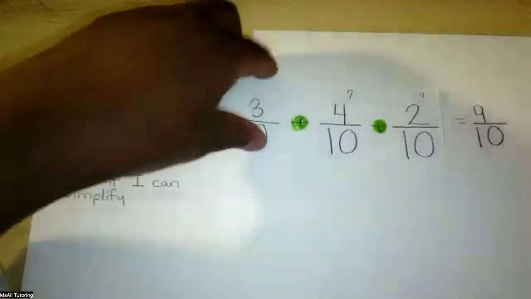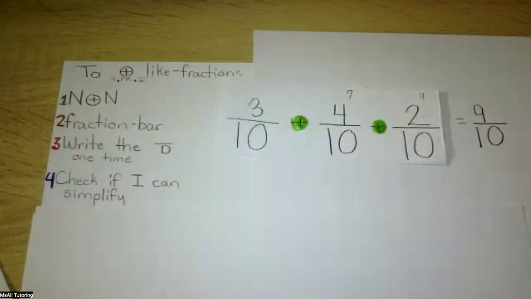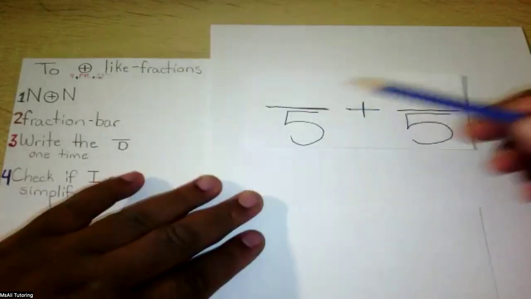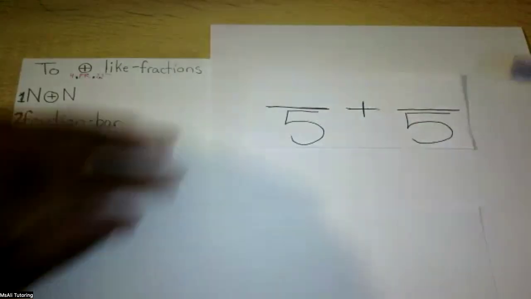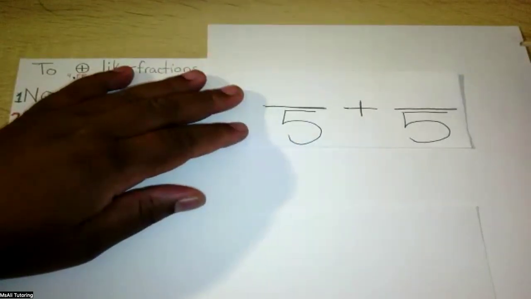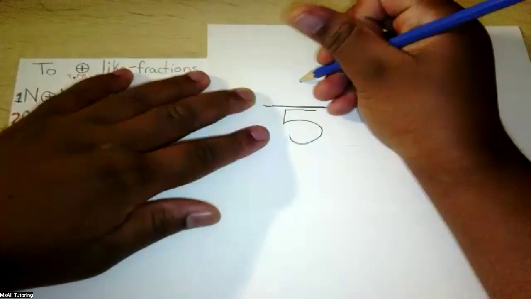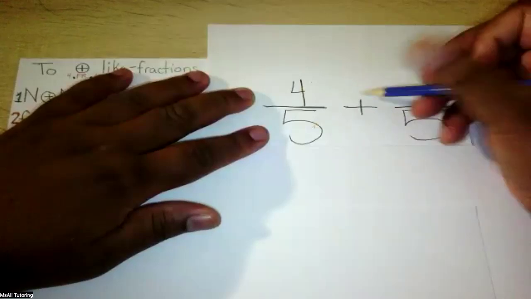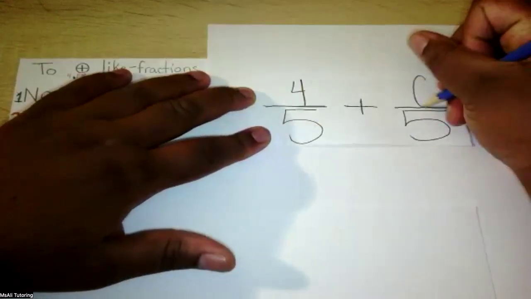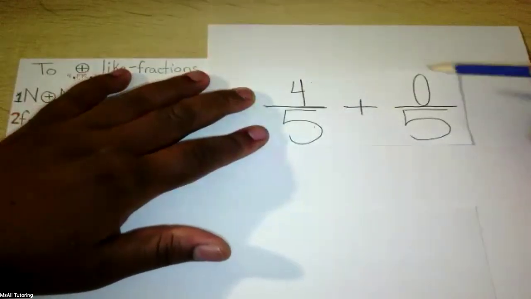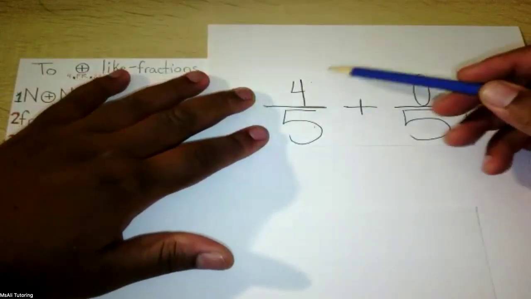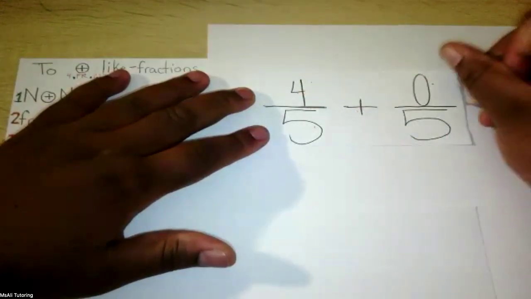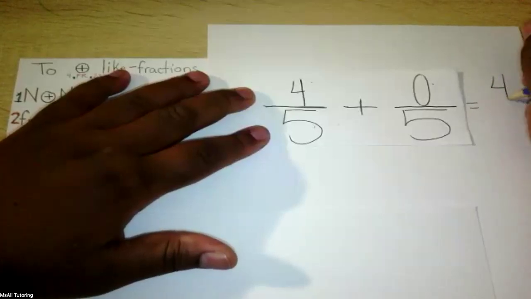Let's do another example. Fifth plus fifth. They have the same fraction name. They are like fractions. So let's give them some numerators. Let's say this first fraction is 4/5 plus 0/5. I have like fractions, so numerator plus numerator. 4 plus 0 is 4.